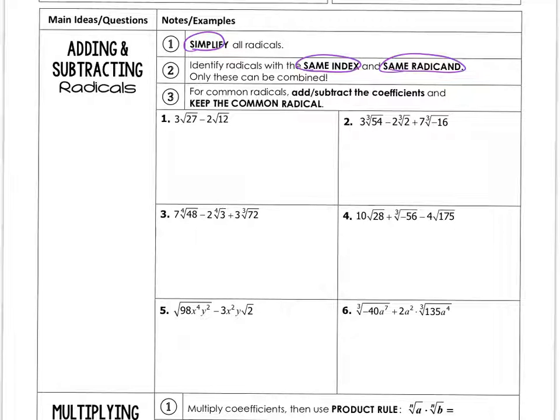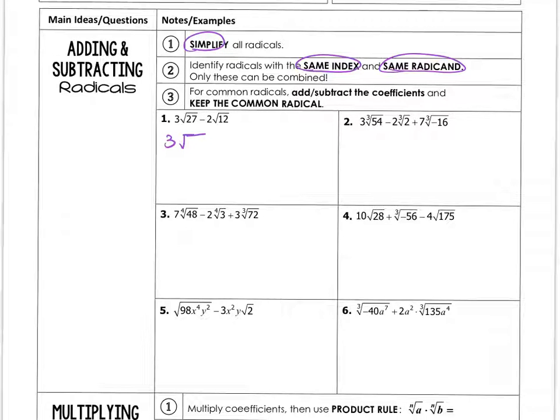So square root of 2 plus 5 root 2 becomes 6 root 2. Okay? So let's see how we do it. It's very much like how to combine like terms. So 3 root 27 minus 2 root 12. I don't know if I can further simplify this, so I have to give it a try.